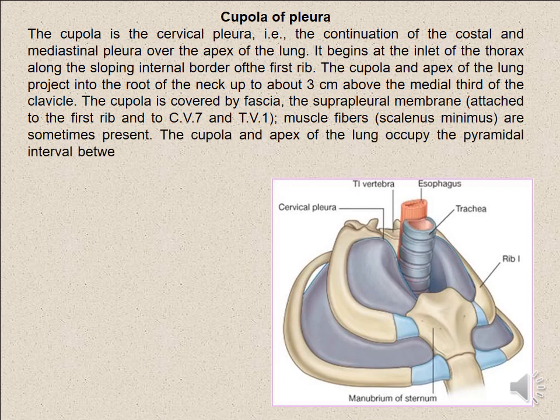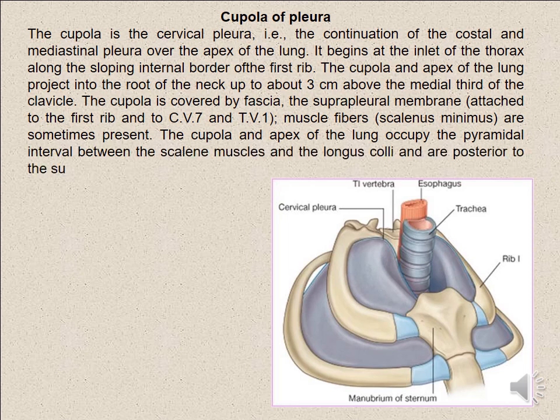third of the clavicle. The cupula is covered by a fascia, the suprapleural membrane, attached to the first rib and to the 7th cervical vertebra and first thoracic vertebra. The muscle fibers, scalenus minimus, are sometimes present.